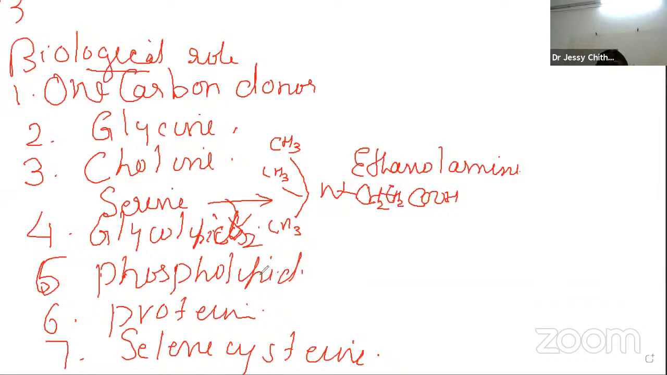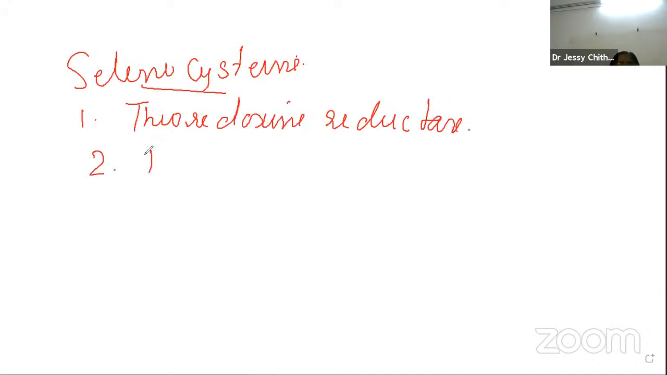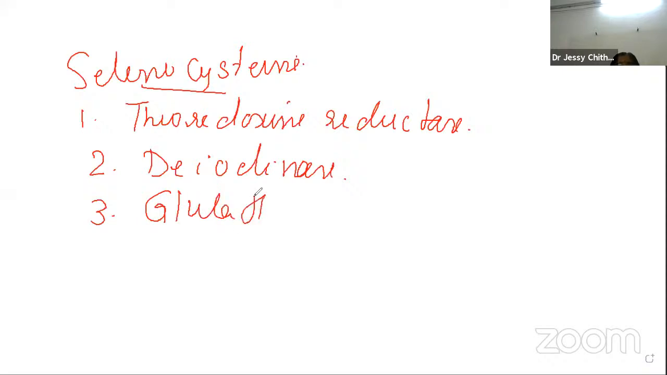Now, we are not going into the details of how selenocysteine is synthesized. I will just touch upon the major points only. So, coming to selenocysteine. Selenocysteine is mainly present in 3 enzymes. One is thioredoxin reductase. Then deiodinase. And the third one is glutathione peroxidase. These are the three major enzymes containing selenocysteine.